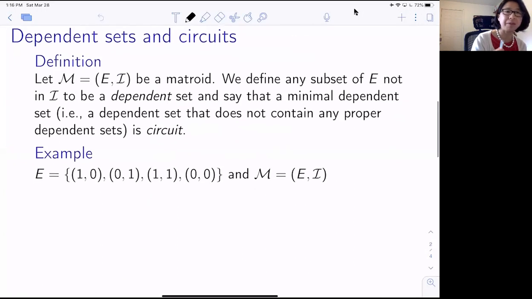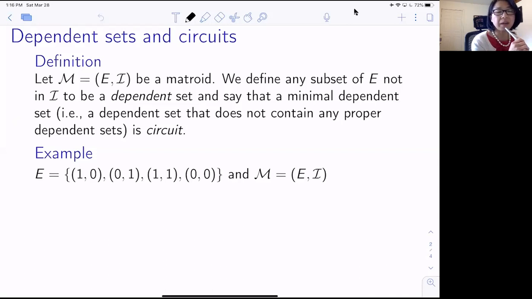I want to start by defining what a dependent set of a matroid is. So suppose we have a matroid, so we have a non-empty finite set E defined using our original definition, and I, which is the set of all its independent sets. We're going to define any subset of E that's not in I to be dependent, and say that a minimal dependent set is a circuit. So a set is a minimally dependent set if it's not independent and it doesn't contain any proper dependent sets.